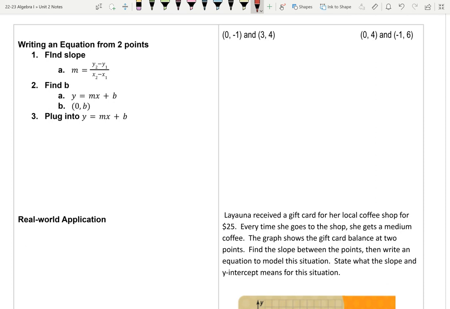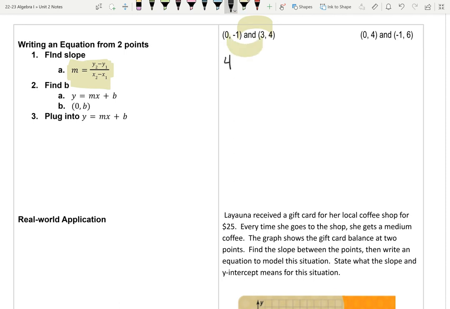So for this part, it should be a little bit of review for the beginning because we have practiced finding slope from 2 points. So if you remember this equation here, we did this before. So we're going to find the slope between these 2 points. So remember, you have to take the y's and subtract them, and then take the x's and subtract them.